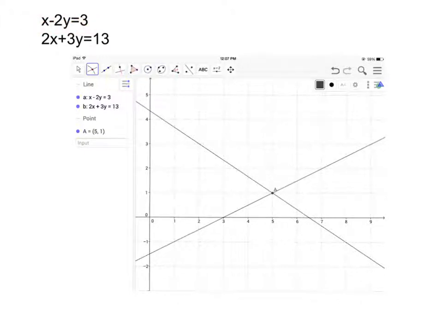Alright, so here we have a graphical representation of the problem we just looked at. The graph of x minus 2y equals 3 is this line right here, and the graph of 2x plus 3y equals 13 is this line right here.